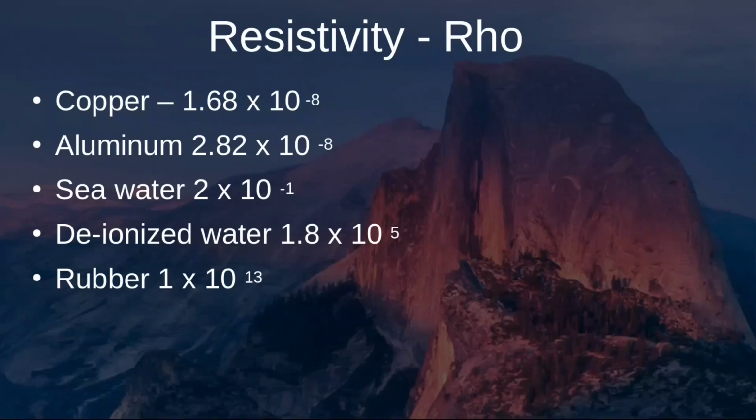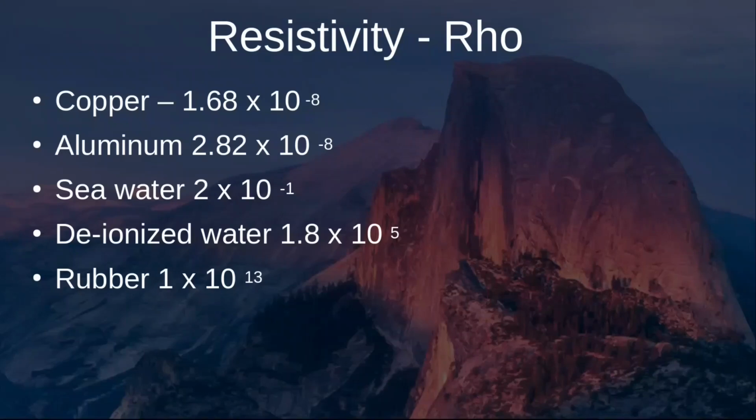Next is seawater, which has a significantly different resistivity constant of 2 times 10 to the minus 1. So seawater is much less conductive than copper or aluminum and will have a much greater resistance than copper or aluminum. It will still conduct electricity, but not to the extent that copper or aluminum can.